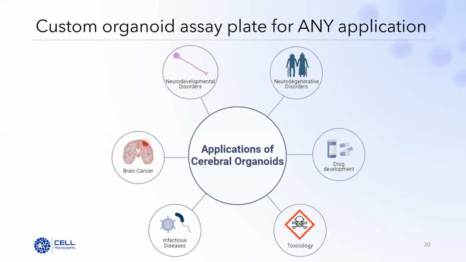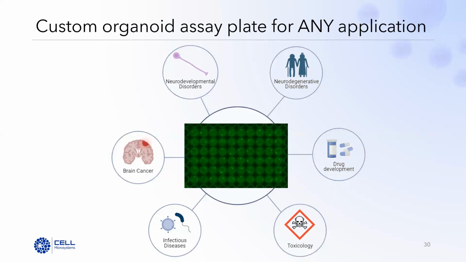So in this example, I've demonstrated the ability to generate these assay plates for a toxicity screening application, but really the application space for these is quite limitless. So in the neuro space, that could look like developmental and degenerative disorders, including Alzheimer's and Parkinson's, but these could also be used for cancer and infectious disease research, as well as our drug development pipelines.